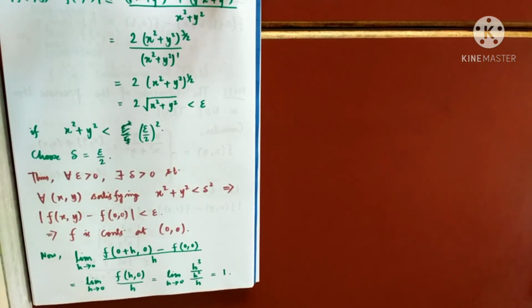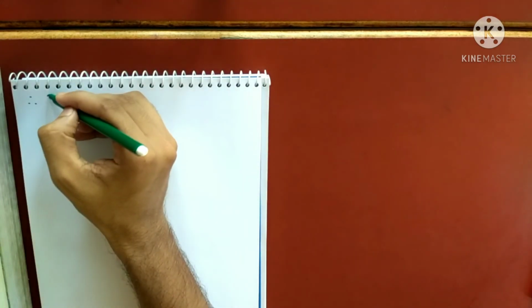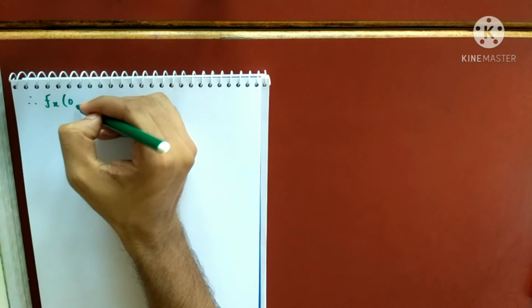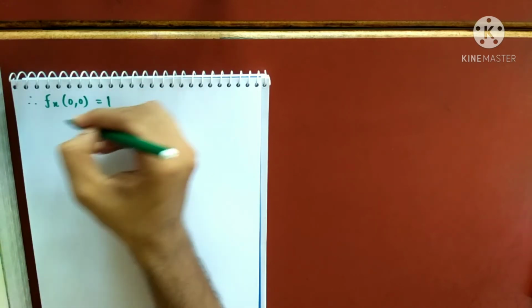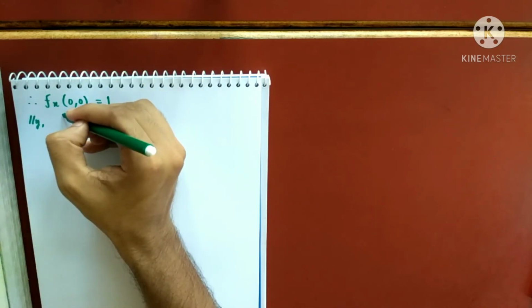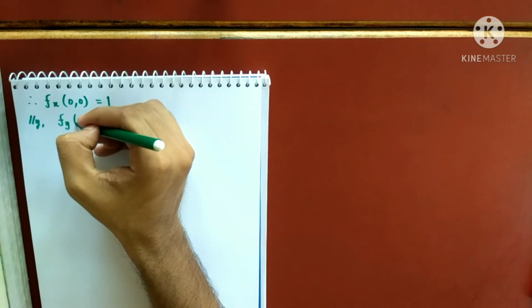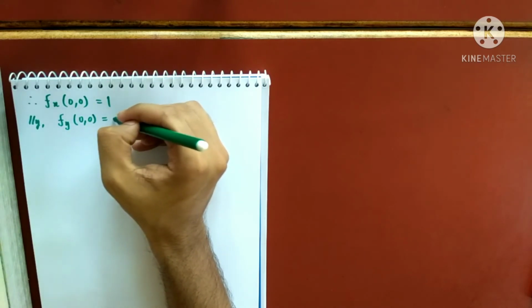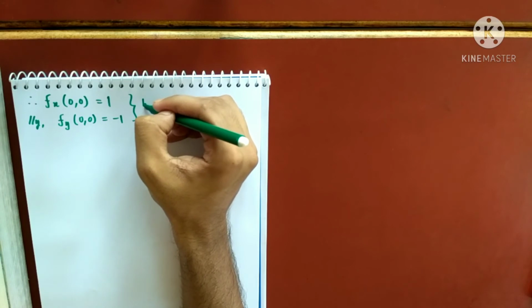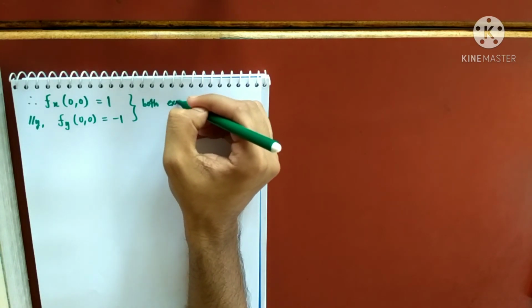Now let's see why, similarly, the partial derivative with respect to y will also be... let's see why... minus 1 possibly. Therefore, the partial derivative at 0, 0 with respect to x is 1, and similarly you check the partial derivative of f with respect to y at 0, 0 will be minus 1. So both the partial derivatives exist.